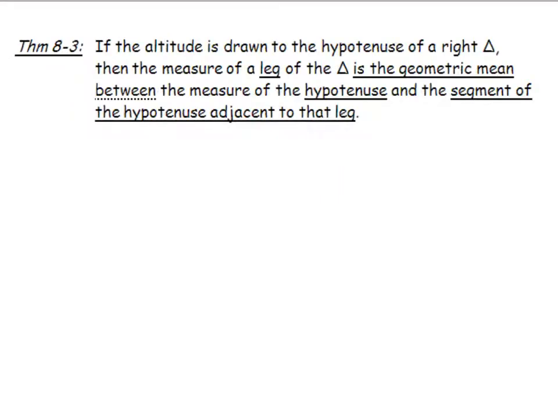All right, the other large theorem that's in this section is theorem 8.3. This says if the altitude is drawn from the hypotenuse of the right triangle, then the measure of the leg is the geometric mean between the hypotenuse and the segment adjacent to it. So we're still looking at the same picture here, it's just now we don't have the altitude, we're looking at the legs.